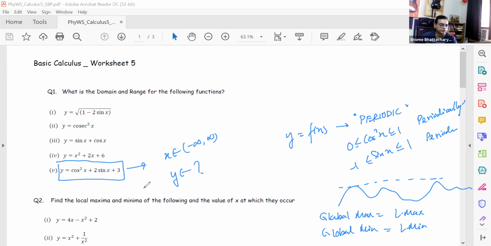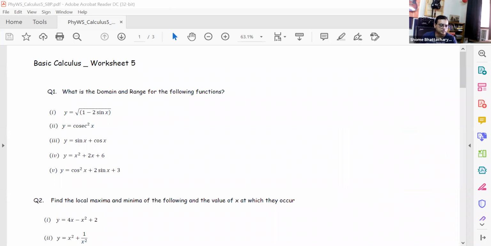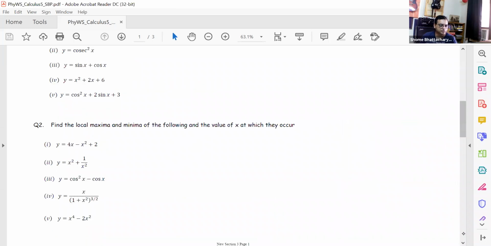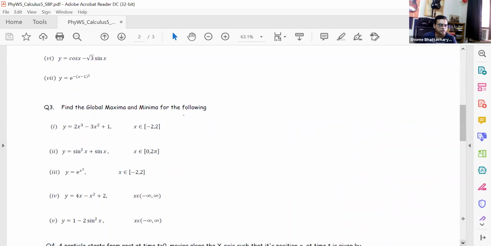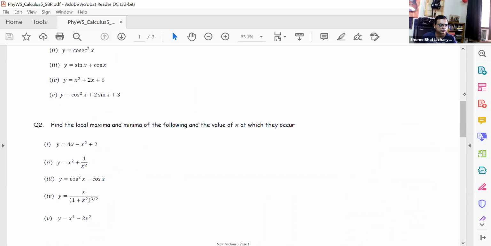So what you need to do is find the local maxima and local minima by the general method that we discussed, and from that you can calculate the global maxima and minima. And the other question I wanted to give you a hint about is this one. So we want to find the local maxima and minima for these functions.